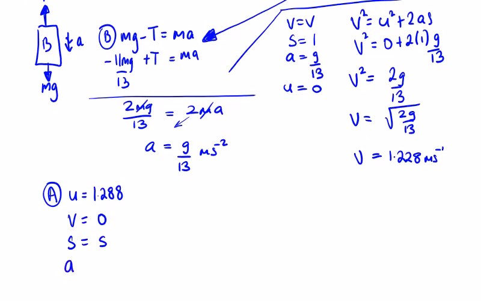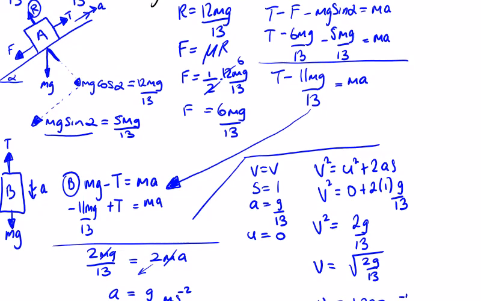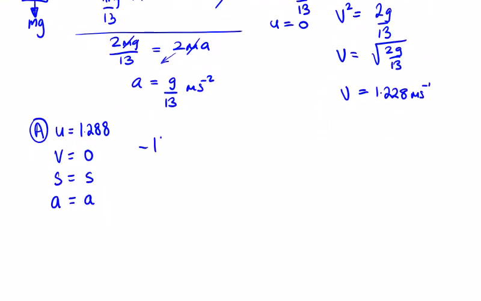So we're missing our acceleration here. So let's have a look and we find acceleration. Well, if we go back up to the equation for A, we got this to be the equation for A. Now, what has happened when B hits the ground is that the tension in the string no longer exists. So we have an equation here that we can figure out A, this one here. We just don't need that T because it doesn't exist in the equation anymore. So minus 11mg over 13 is equal to ma. So we have a is equal to minus 11g over 13.